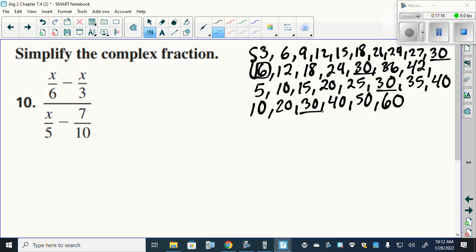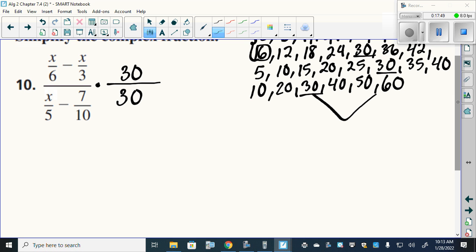Would 60 also work? Yes. But the difference between 30 and 60 is kind of a scale of 2. So if we do use 60, that's fine, but that extra factor of 2 would have to be factored out at the end. So it would still work. So here, we multiply top and bottom by 30.